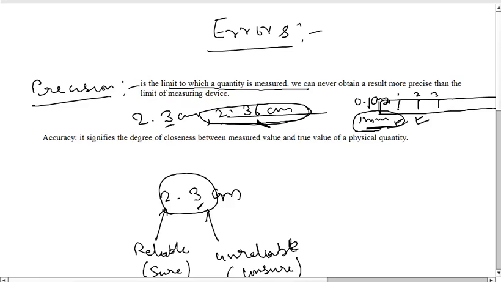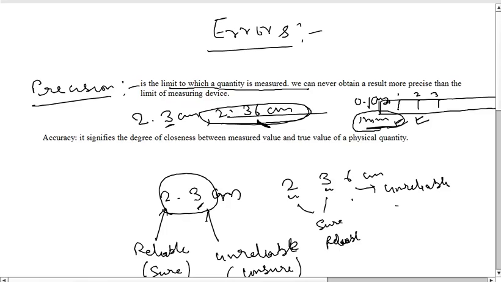Similarly, if I have 2.36, then 2 and 3 both are sure digits or reliable digits, but the last one becomes the unreliable digit. The reason being, as we are measuring the distance to be 2.36 centimeter, it may be 2.368 centimeter, but since our least count is 0.1 millimeter, we cannot measure beyond that. So up to whatever digit you measure, the last digit will always remain unreliable.